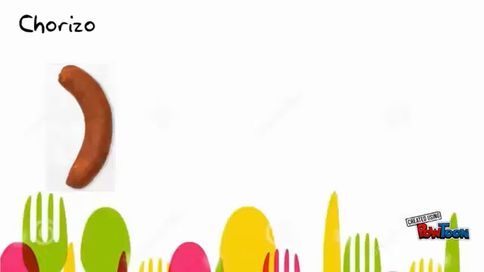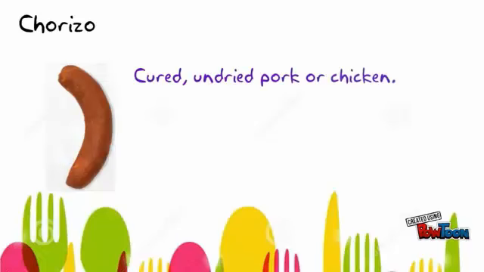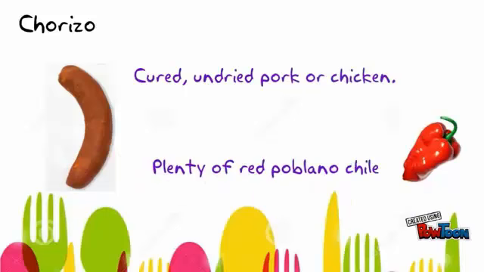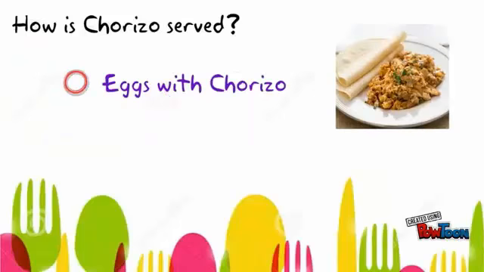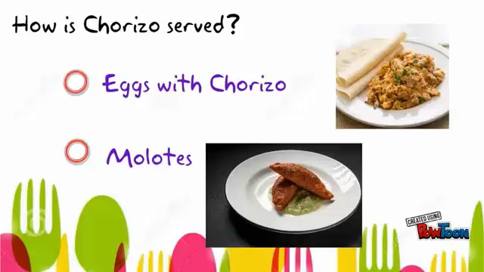Mexican chorizo is usually made of undried pork or chicken mixed with ancho chili powder and vinegar. Chorizo can be served with different food. For example, eggs with chorizo is a popular breakfast item in Tula, served with fresh cheese and tortilla. Molitas is a snack made of chorizo sausage and potatoes.